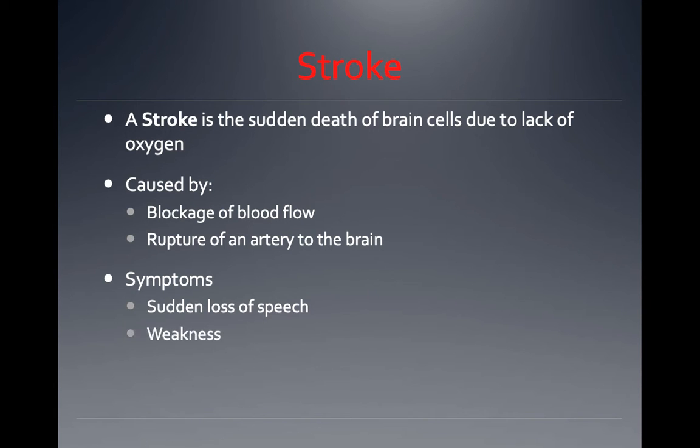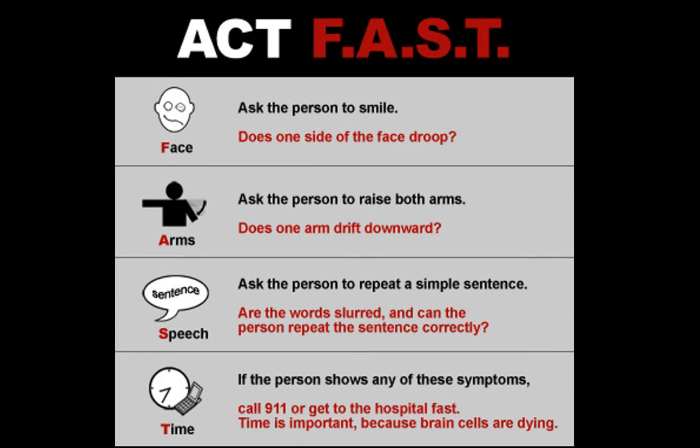Symptoms: sudden loss of speech, weakness, paralysis on one side of the body. So you see these act FAST things, and this is telling you the different symptoms of a stroke. The F for fast would be face. Ask the person to smile, does one side of the face droop? A for arms, ask the person to raise both arms, does one arm drift downward? S for speech, ask the person to repeat a simple sentence. Are the words slurred, and can the person repeat the sentence correctly? And then T is time.